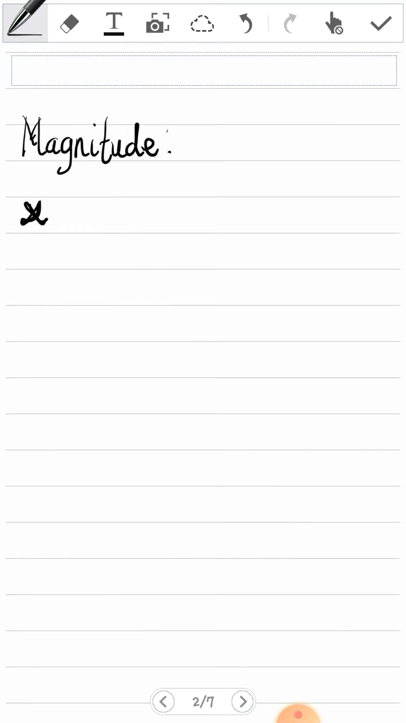So my vector x, sorry about my x, I find it difficult writing x. Alright, so x is 2i plus 3j.